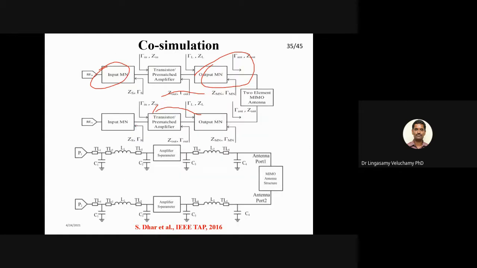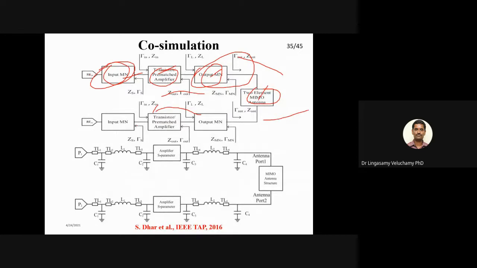You can see here that the input circuit is there, and the input matching network, the amplifier, the output matching network, and the antennas. What you will do is vary the parameters of the input matching network, output matching network, antennas and amplifier, in order to achieve the desired bandwidth or desired characteristics. Now we'll move on to the antenna.